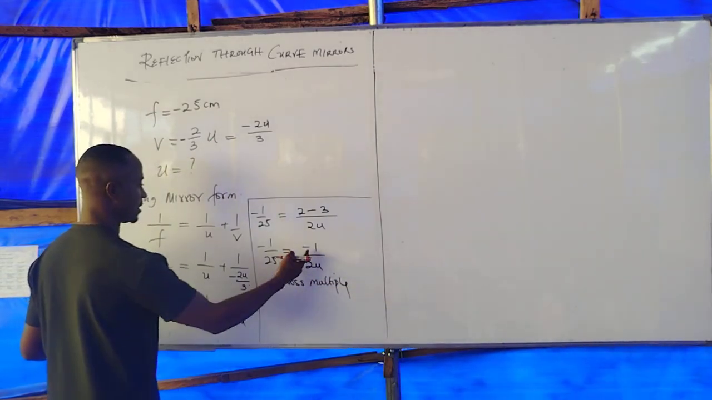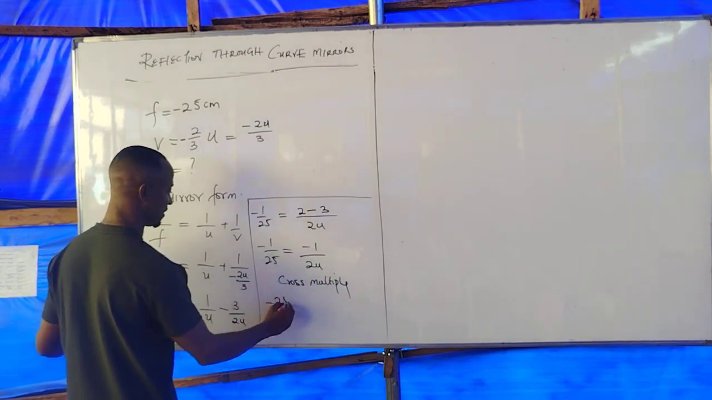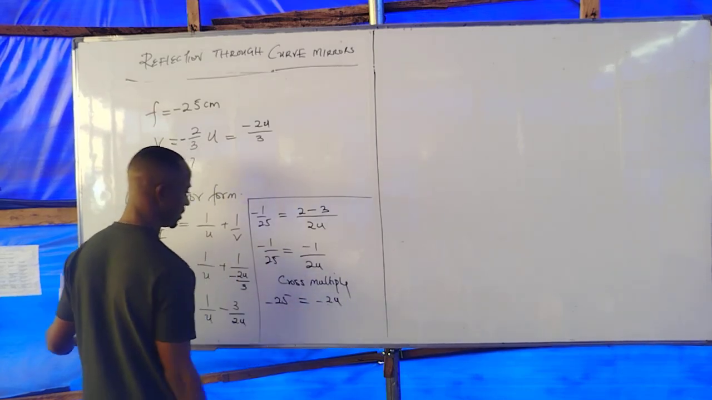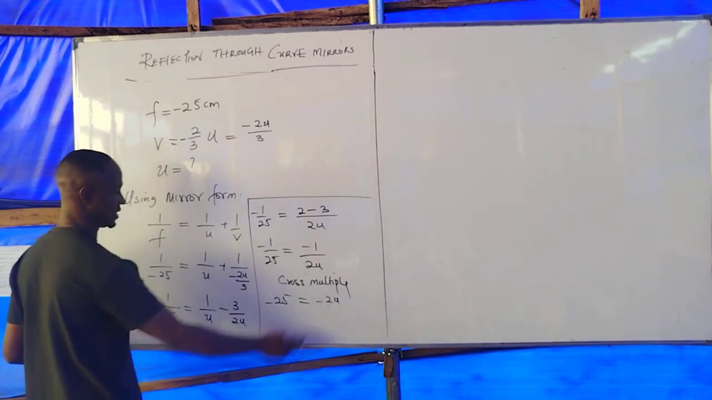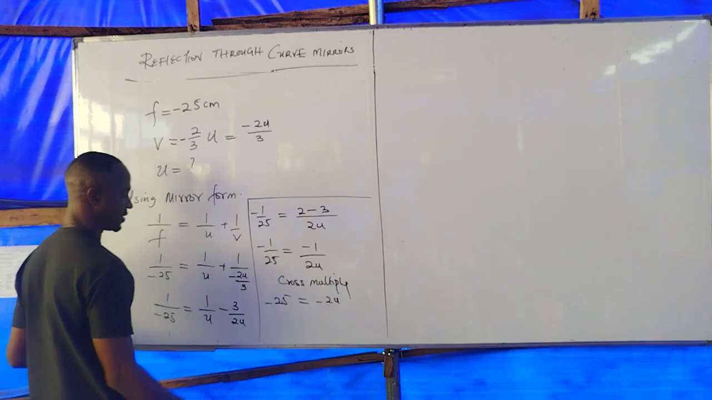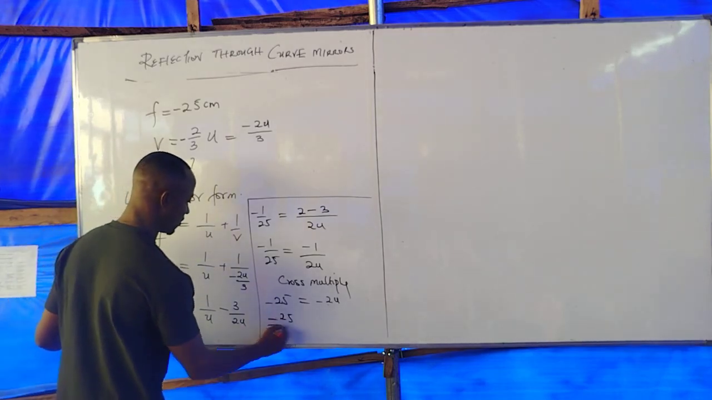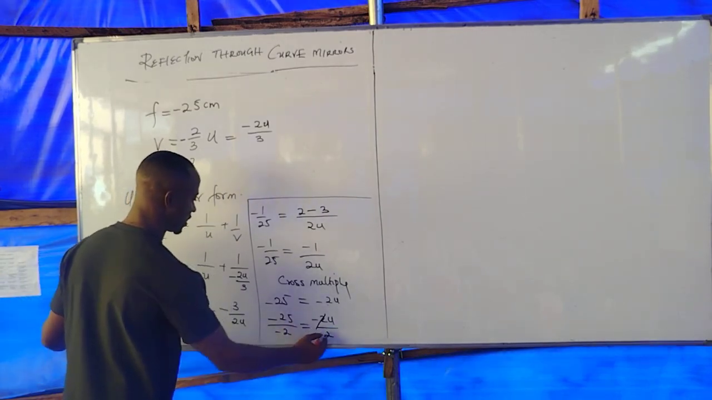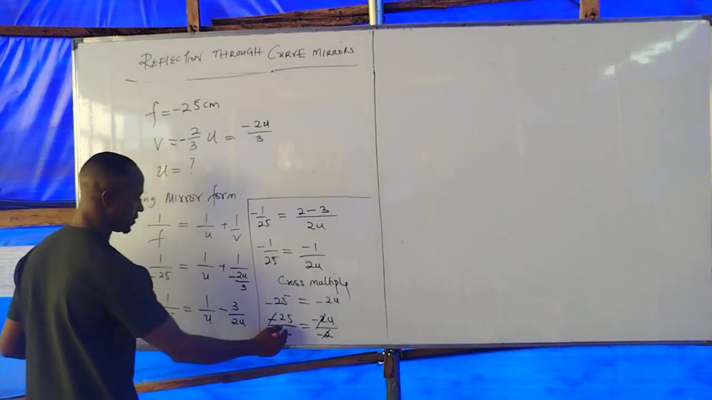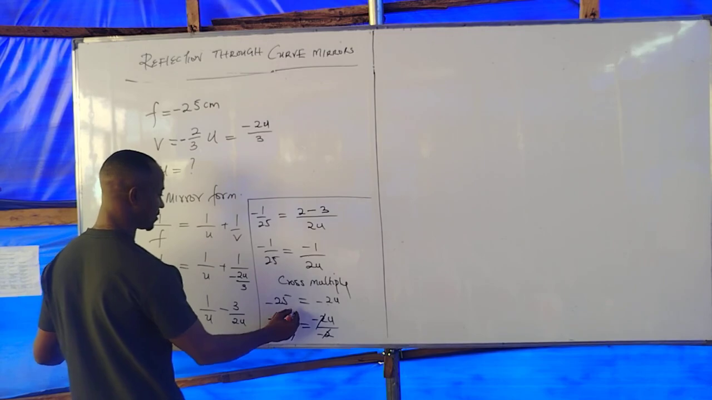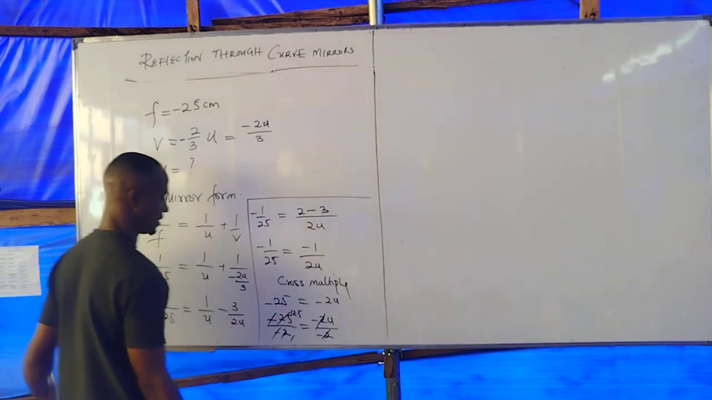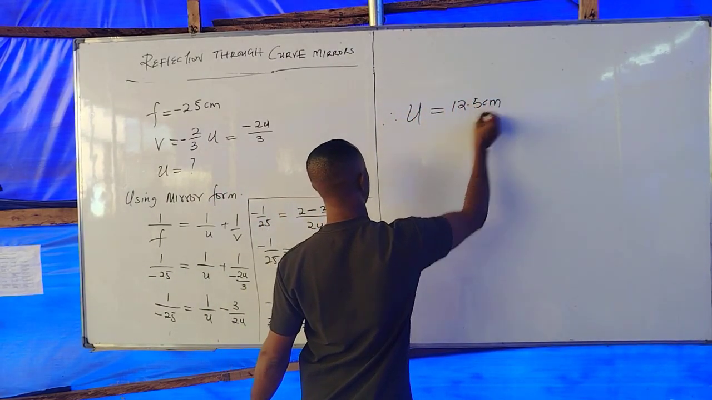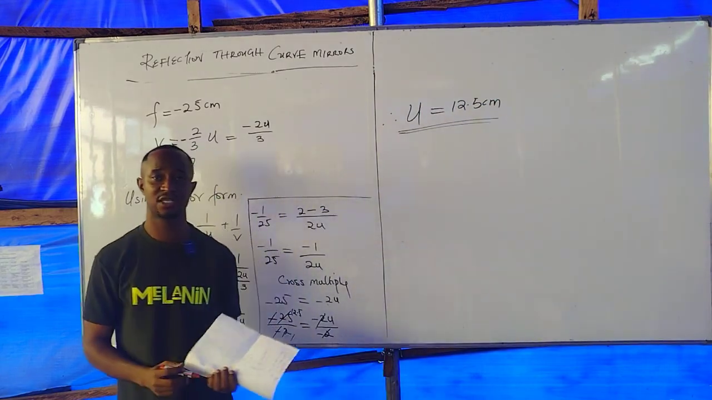So from here we can cross multiply. That will give us minus 1 times 25 is minus 25 equals minus 1 times 2u, which is minus 2u. Then our aim is to find the object, which is our u. So we divide both sides by minus 2. That will give us minus 25 over minus 2 equals minus 2u over minus 2. Minus can cancel minus. 25 divided by 2 should be about 12.5, right? Therefore our object distance is 12.5 centimeter.